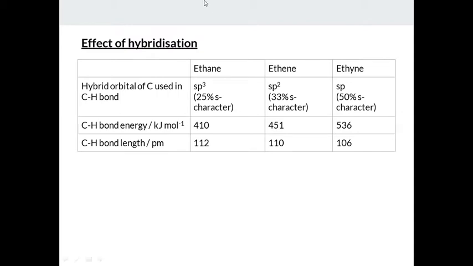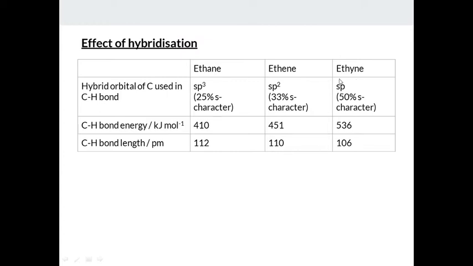Now let us take a look at the effect of hybridization. Let us take a look at the following molecules: ethane, ethene, and ethyne. The hybrid orbital of C used in the C-H bond, you are looking at the C-H bond here, is an sp3 orbital for ethane, an sp2 orbital for ethene, and an sp orbital for ethyne. And we also observe that the C-H bond energy increases. That means the bond increases in strength from ethane to ethyne.